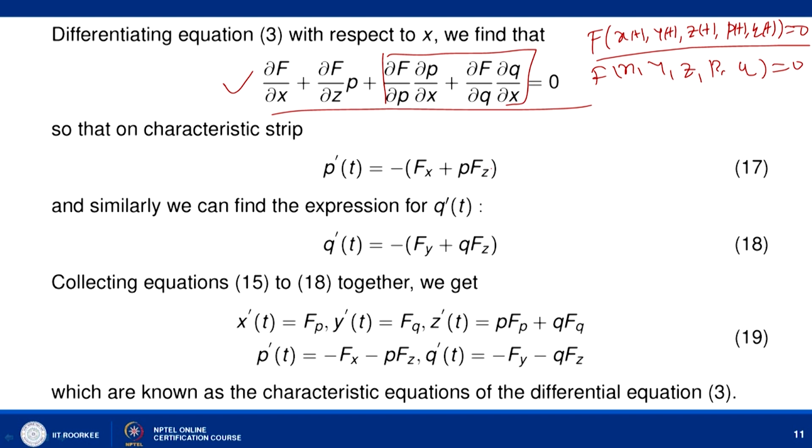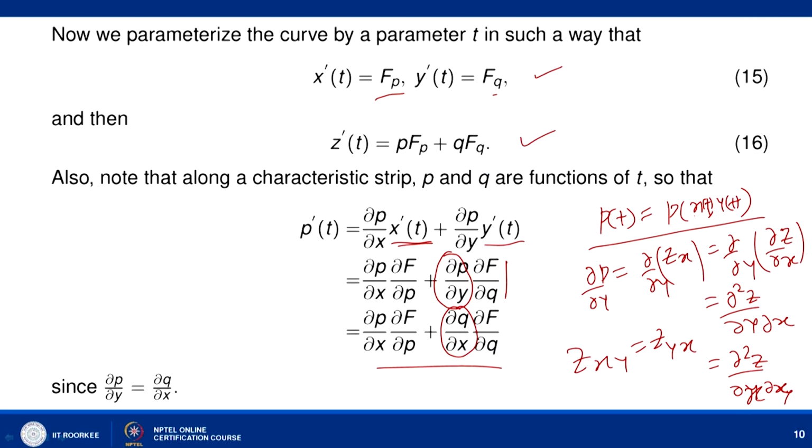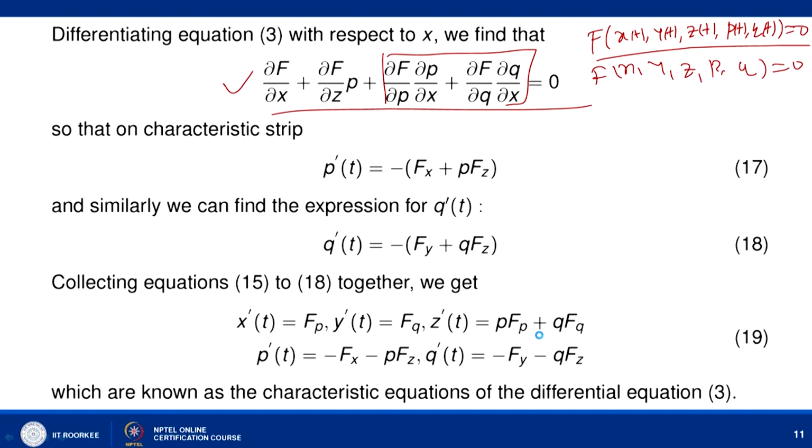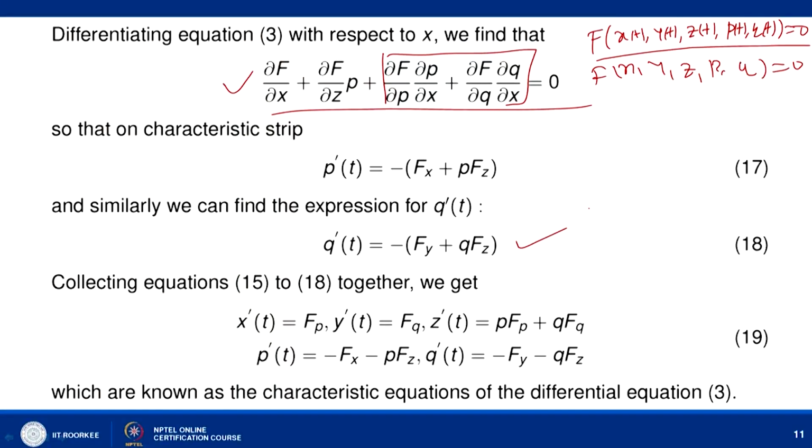And similarly, using the same thing, that q is a function of x and y, we can get this kind of relation for q also. Again we differentiate the equation f of x, y, z, p, q with respect to y, and we can get this kind of relation. Using those two relations we can get the value for q dash t, and the expression for q dash t is equal to minus of f_y plus q f_z.